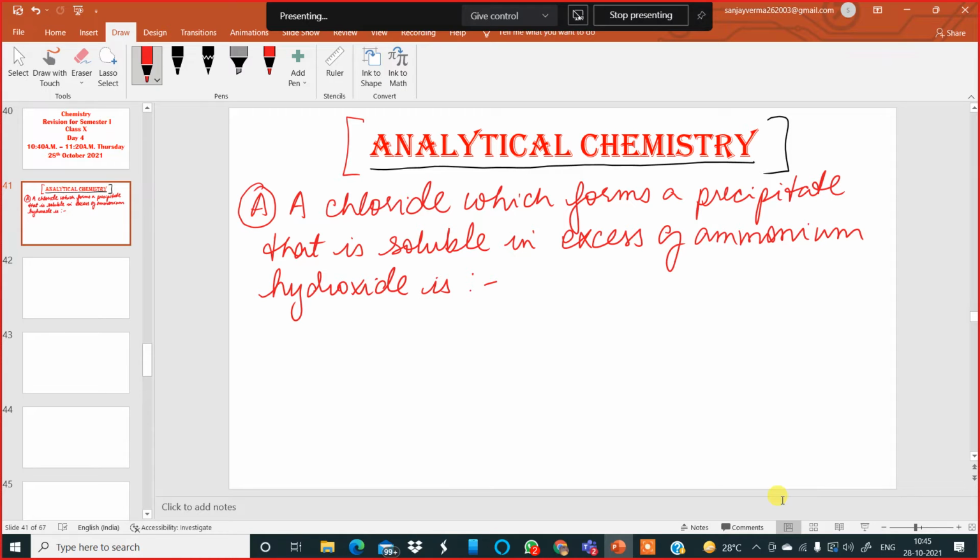A chloride which forms a precipitate that is soluble in excess of ammonium hydroxide. So you have to choose the correct answer from the given options. Option one is calcium chloride.